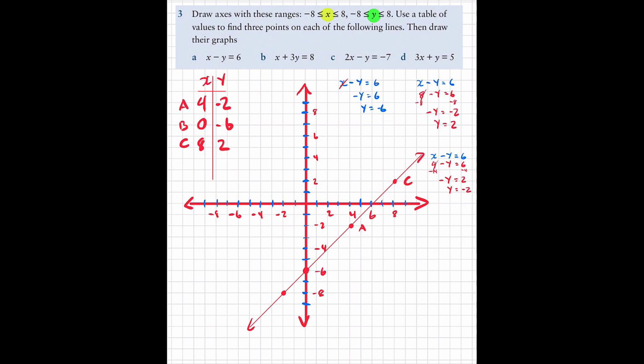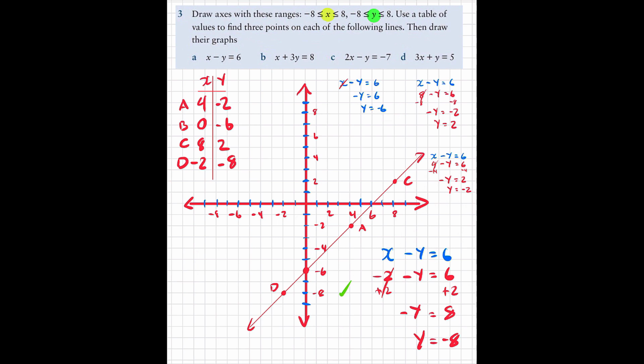Well, again, what do we do? Go back to my original equation. x minus y equals 6. Let's substitute the x with a -2. So -2 minus y equals 6. Add 2 to both sides, and I get -y equals 8. If -y equals 8, then y equals -8, and I've just confirmed that point again. So at -2 in the x, it's going to be -8 in the y, and that could be point D.